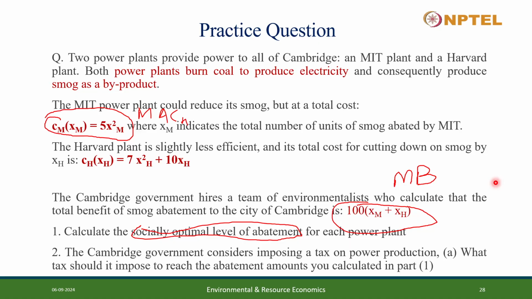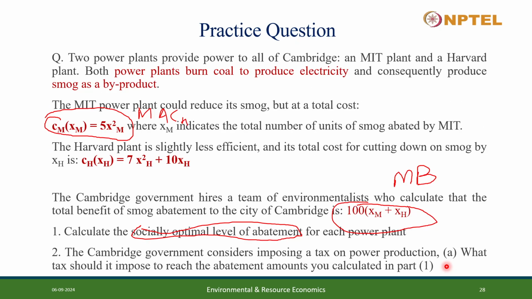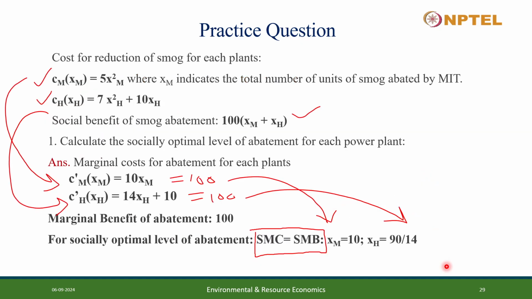Now let's say that the Cambridge government considers imposing a tax on the power production. The question is, what should be the tax that needs to be imposed to reach the abatement amounts which you calculated in part 1? So we have to find the amount of tax in this case. What will be the tax amount which is to be imposed, right?